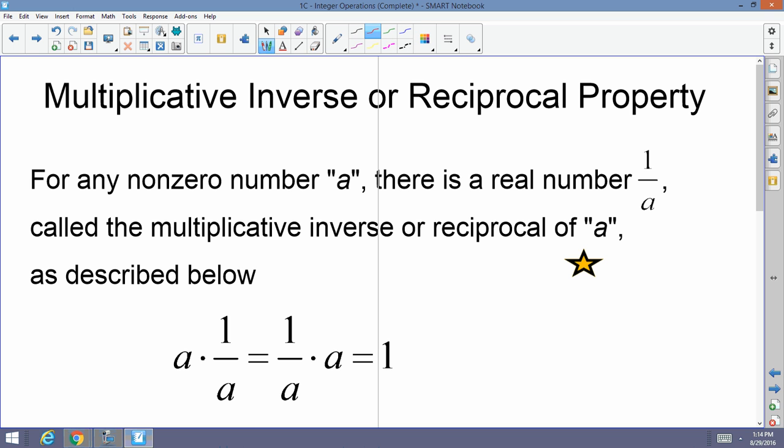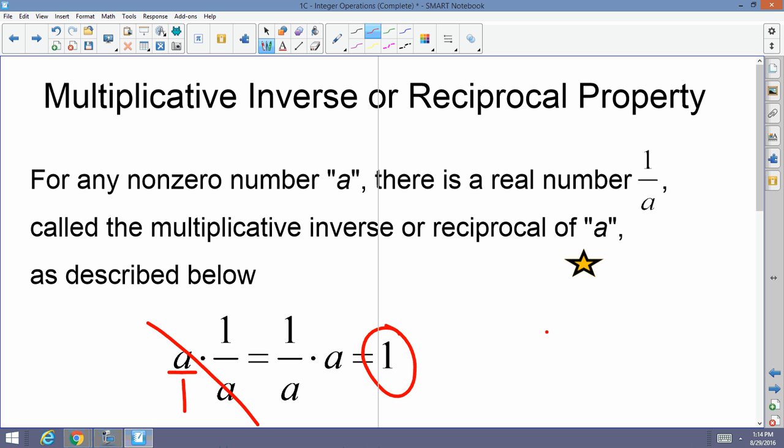Why? Please remember there's an invisible 1 down here for a denominator, and a divided by a is 1. Anything divided by itself is 1. So when you multiply a number times its reciprocal, it's kind of like dividing each other by the same number. So a number times its reciprocal will always equal 1. Any number times its reciprocal will equal 1.